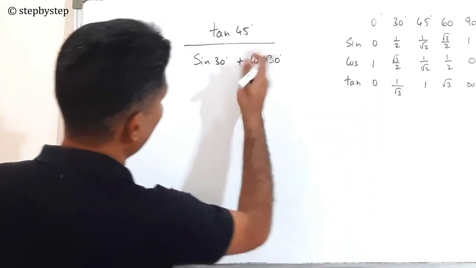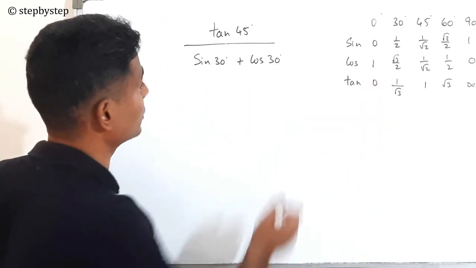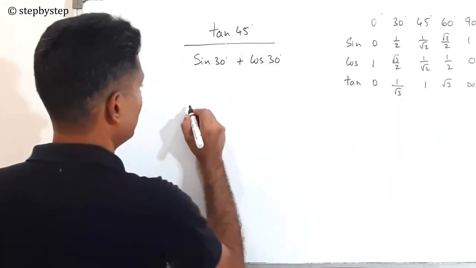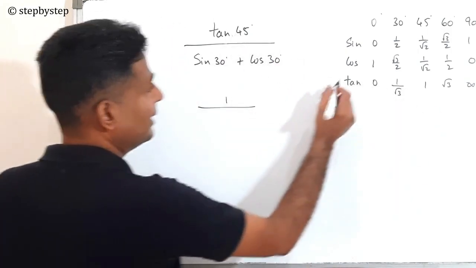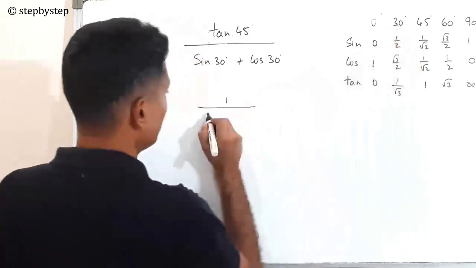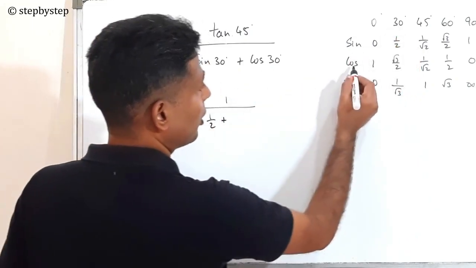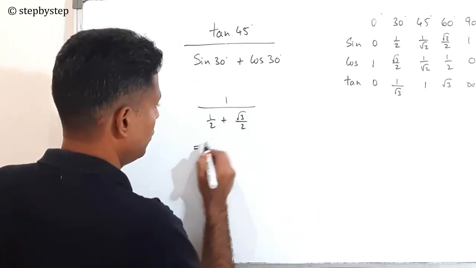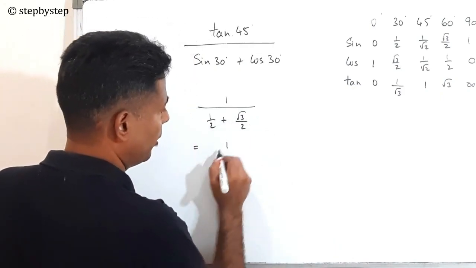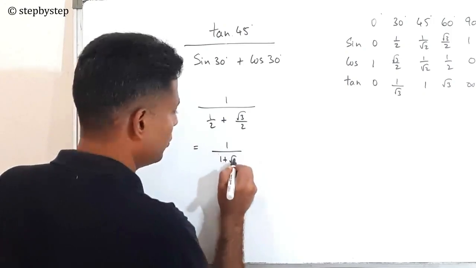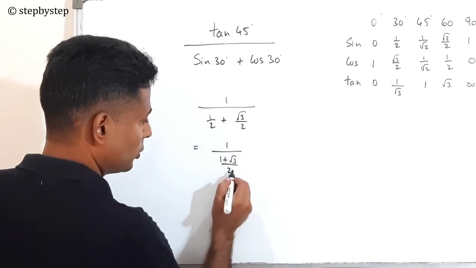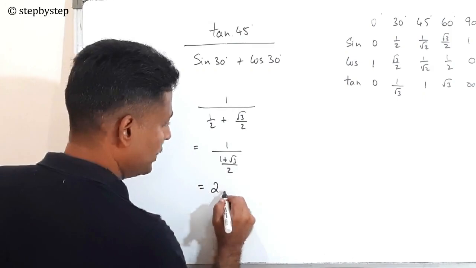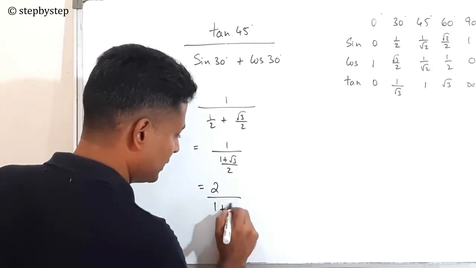Now since we have the table, we just have to substitute the values. Tan 45 is 1, by sin 30, which is 1 by 2, plus cos 30, which is root 3 by 2. Right? So here, both denominators are 2, so we get 1 plus root 3 whole by 2. So this 2 goes up. It becomes 2 by 1 plus root 3.